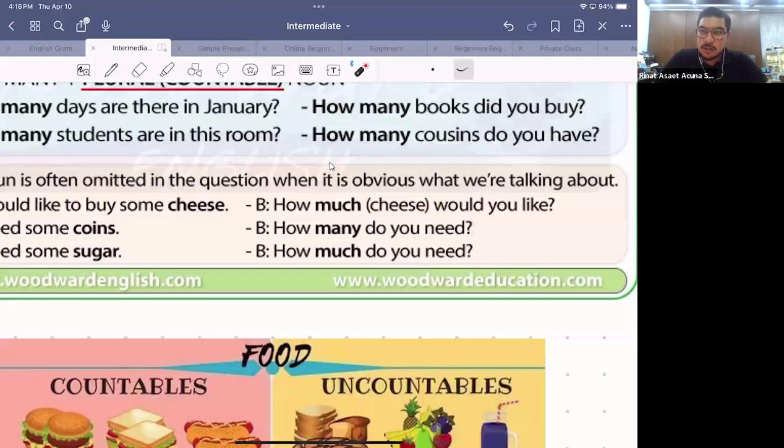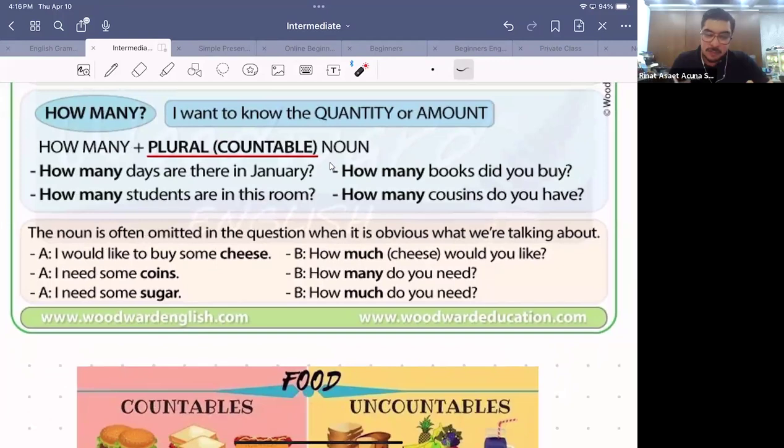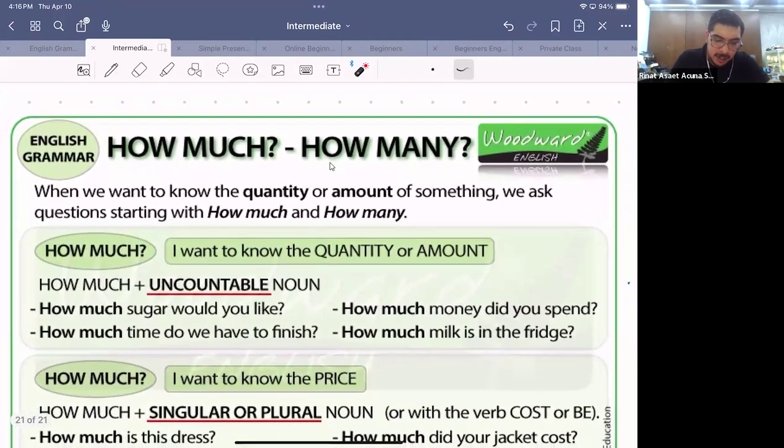Sometimes we confuse when we have to use how much or when we have to use how many. So we're going to go over that, and then we're going to do some examples and see if you understand. All right, very good. So go ahead and help me read it by reading this first part.